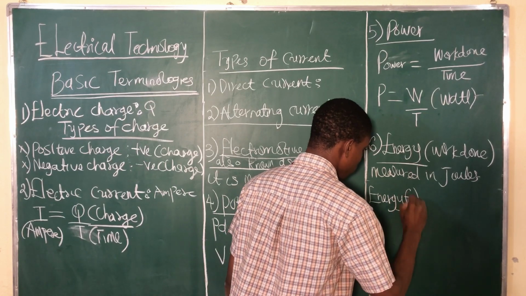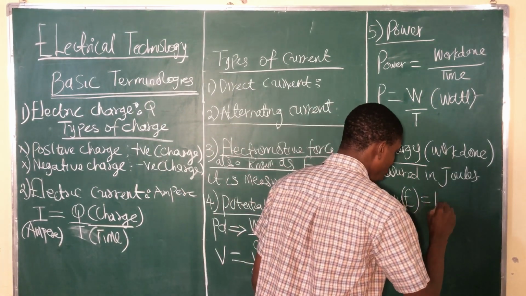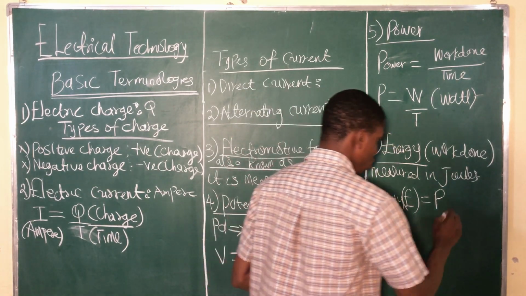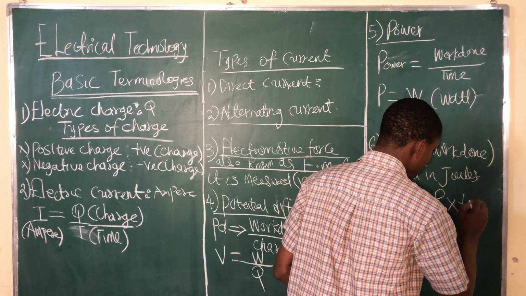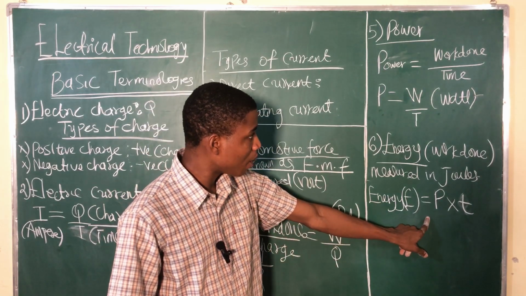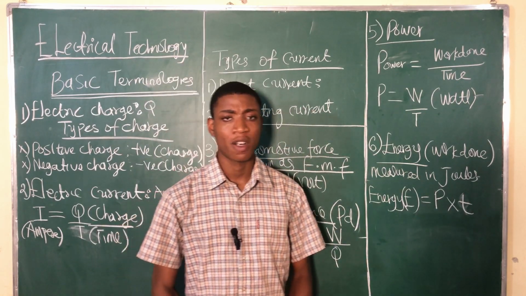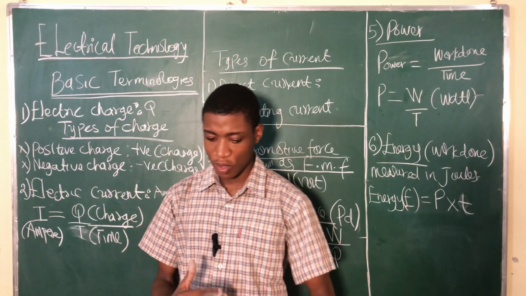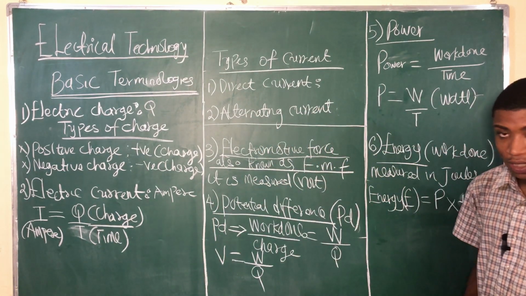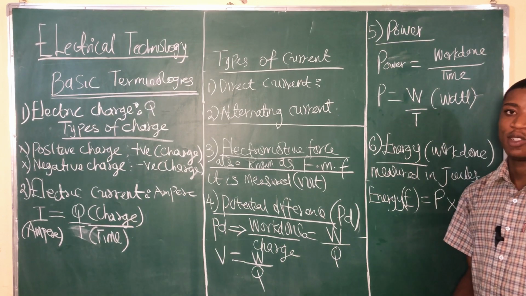So we have energy, signified by E, which equals the electrical input or output power multiplied by the time of that work done. Power multiplied by time is energy. Now we have defined some parameters and terminologies, and given you a mathematical approach to these basic electrical terminologies. We'll talk about resistance and conductance in our next video. Thank you.